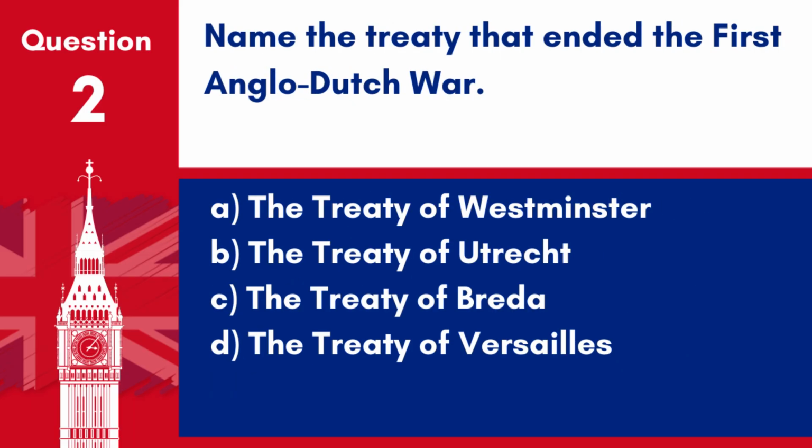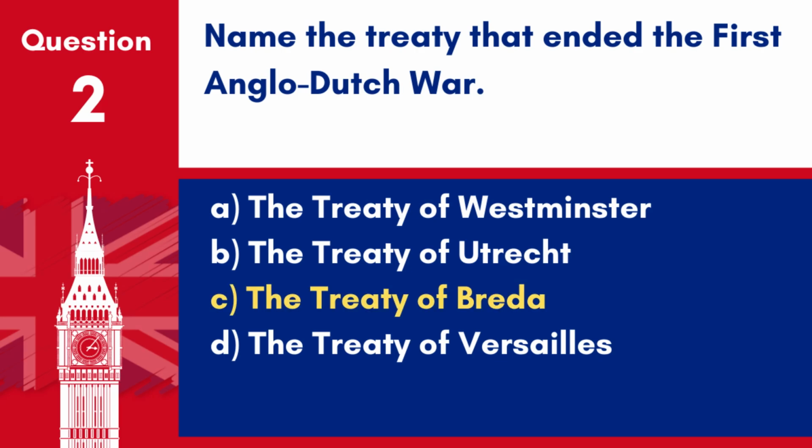Question 2. Name the treaty that ended the First Anglo-Dutch War. A. The Treaty of Westminster. B. The Treaty of Utrecht. C. The Treaty of Breda. D. The Treaty of Versailles.